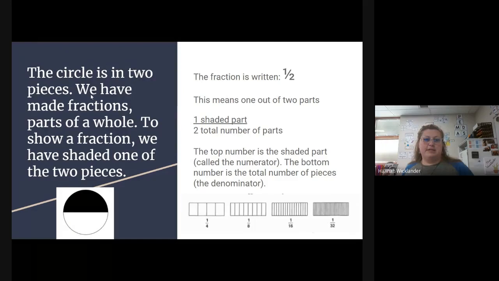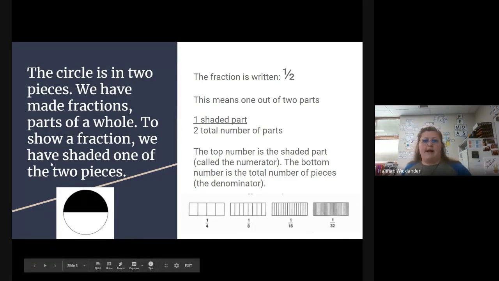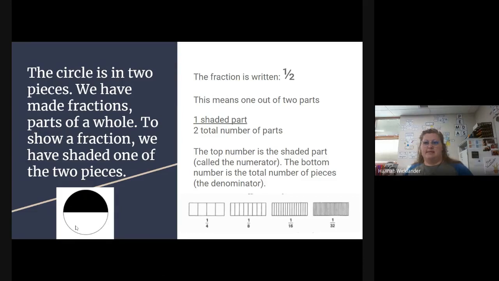So this circle is in 2 pieces. We have made fractions parts of a whole. To show a fraction, we've shaded one of the 2 pieces. We write the fraction as 1/2. This means 1 out of 2 parts. So the top number, which we call the numerator, and the bottom number, which we call the denominator. The numerator has the shaded part, or the part we're talking about, and then the bottom, the denominator, is the total number of parts. So it's 1/2.